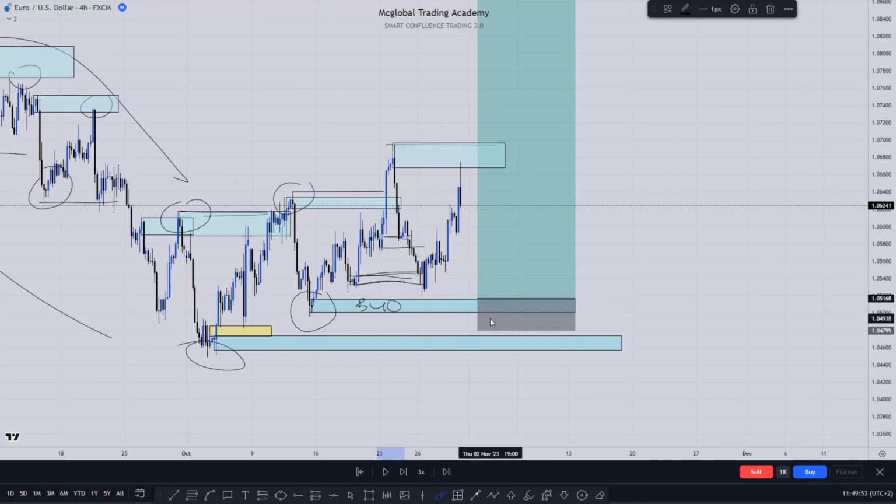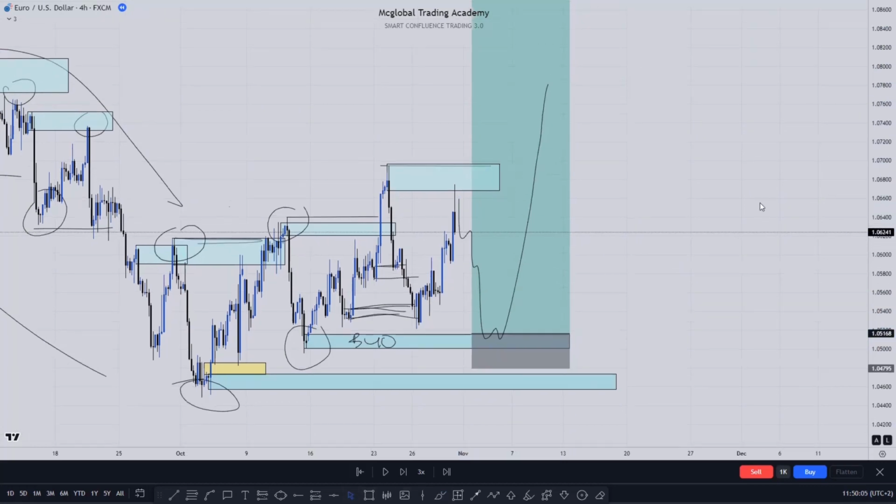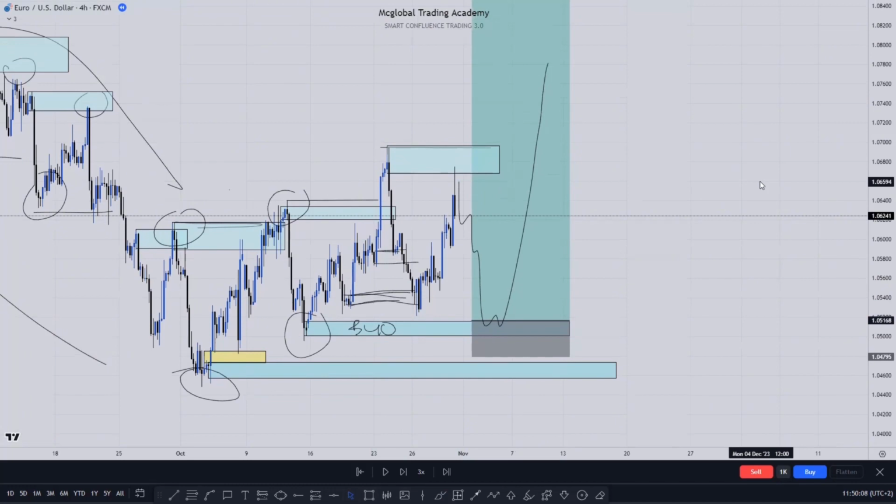So in the next video, I'm going to show you why the market is going to come down here and respect this one, and why it did not fully respect these two. I'm going to explain in the next video why it is like that: that even if we are in a bullish order flow, certain bullish order blocks are not respected. Why is it like that?